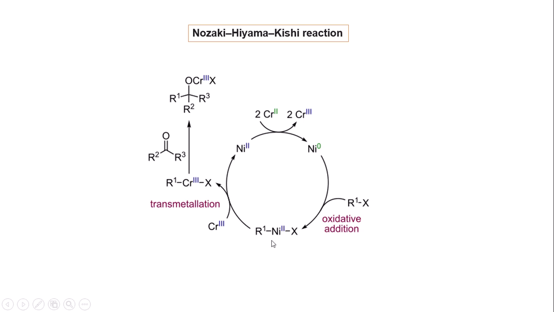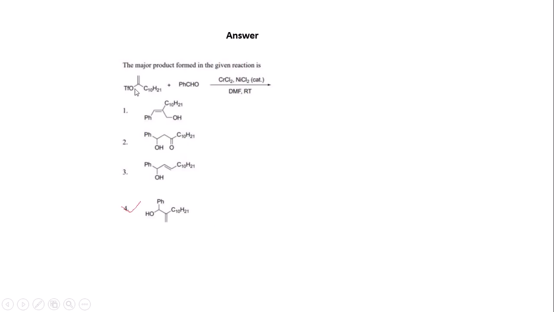It undergoes oxidative addition to the nickel(II) state, and after that the nickel(II) undergoes transmetallation and produces a chromium(III) intermediate. This chromium(III) intermediate reacts with the carbonyl group to give the desired product. Here in the problem, the OTf undergoes oxidative addition with nickel(0) to produce Ni-OTf, then transmetallation produces the chromium(III) species, which adds to the aldehyde to give the desired product. This is one type of Baylis-Hillman type product.